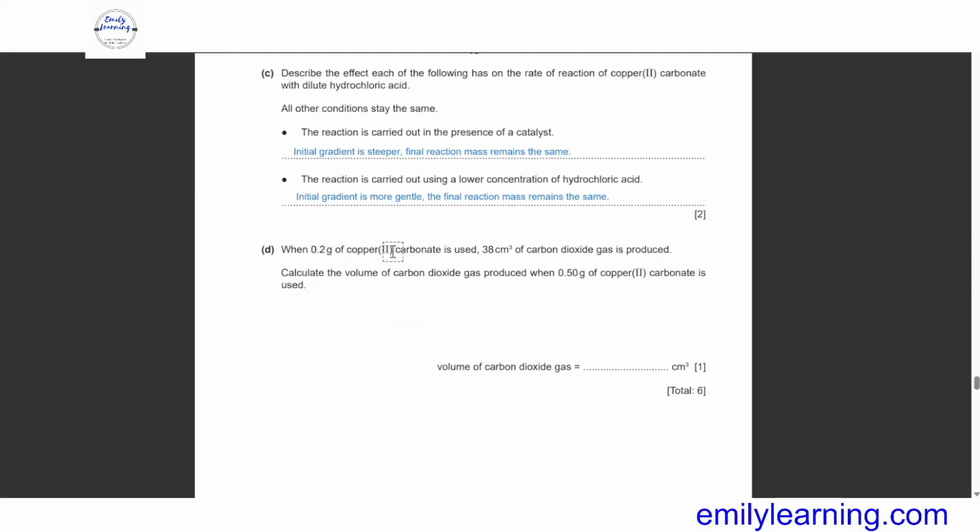Part D, when 0.2 grams of copper 2 carbonate is used, 38 cm3 of carbon dioxide is produced. Calculate the volume of carbon dioxide produced when 0.5 grams of copper 2 carbonate is used. Basically it's proportional. If you use 0.2 grams and get 38 cm3, if you use 0.5 grams you expect more. So the volume of CO2 is 0.50 over 0.2 times 38, which gives 95 cm3.